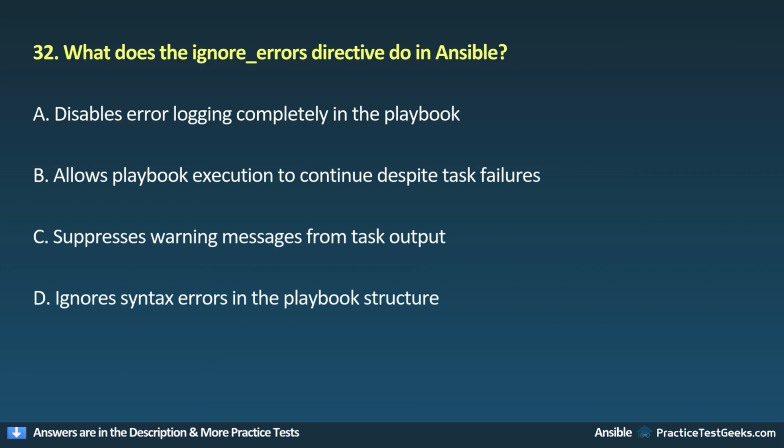32. What does the ignore_errors directive do in Ansible? A. Disables error logging completely in the playbook. B. Allows playbook execution to continue despite task failures. C. Suppresses warning messages from task output. D. Ignores syntax errors in the playbook structure.